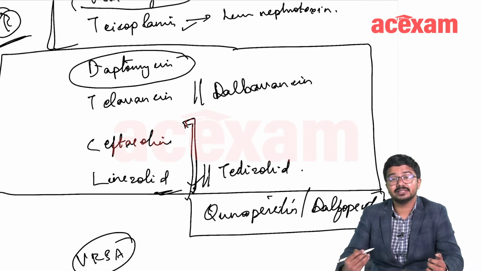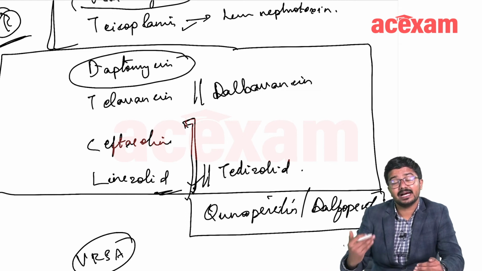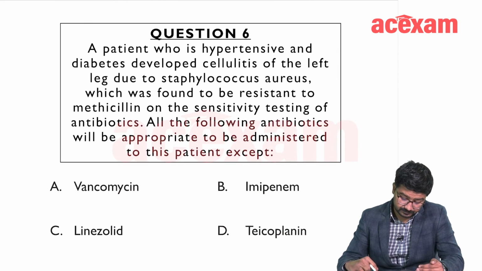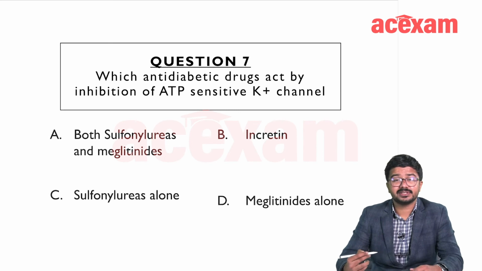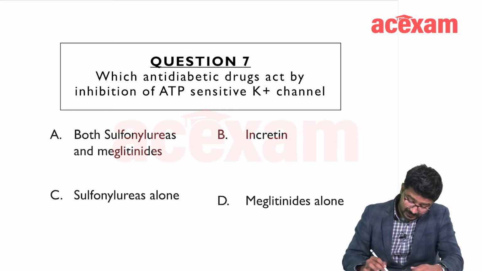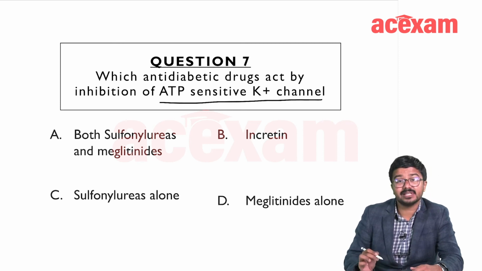So with this simple mnemonic, that is VT-DT-Cl, we have solved two important questions, the drugs which are used for MRSA as well as the drugs which are used for VRSA. Now let us go to the next question, which is question number 7. Which antidiabetic drug acts by the inhibition of ATP sensitive potassium channel?